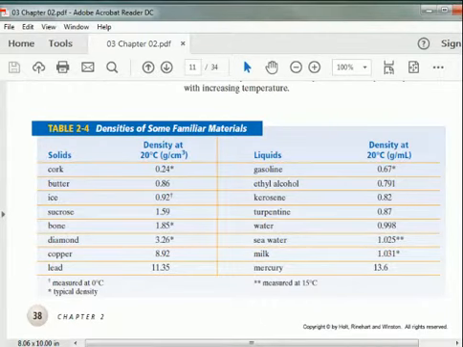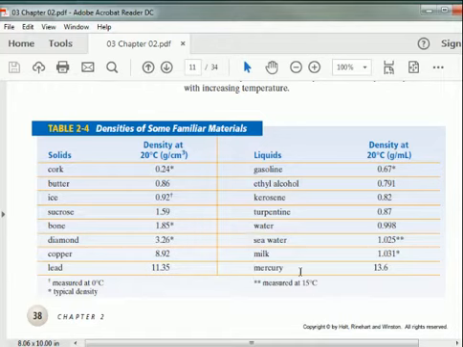getting into it, this is the table that they're referring to. So this is table 4. It's 2-4 because it's chapter 2 and it's table 4. Densities of some familiar materials. And so we have things like cork, butter, ice, sucrose, bone, diamond, copper, lead. These are solids, right, at room temperature. And then liquids, which are obviously liquids at room temperature: gasoline, ethyl alcohol, kerosene, turpentine, water, seawater, milk, and mercury.